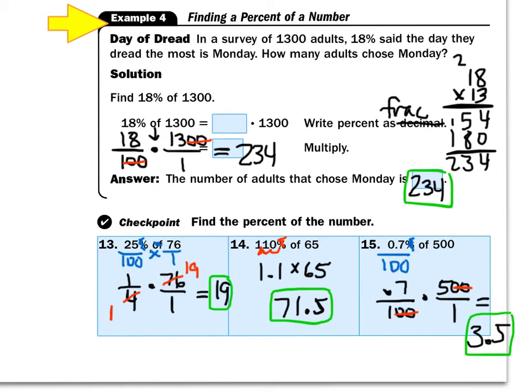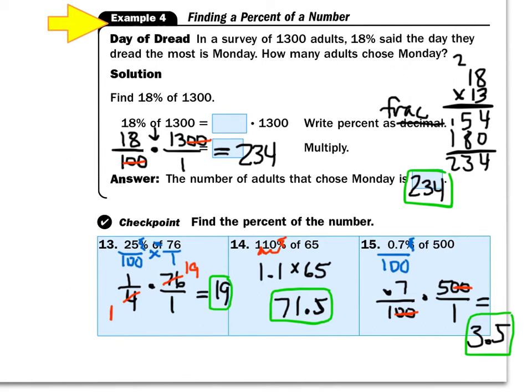Okay, take a look, and you want to be flexible when you do these. I mean, sometimes it's easier to make them a fraction, and sometimes it's easier to make them a decimal. You can do either. You could do whatever you want, but I always try to do the fastest way. So take a look at 13. It's 25% of 76. Well, here's the deal. I know 25% is the same as 1 over 4, and I know 4 goes into 76. So I'm going to do it like a fraction.